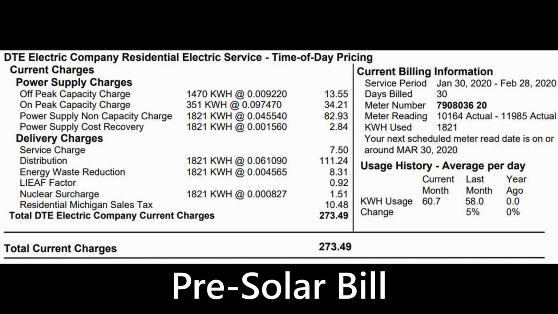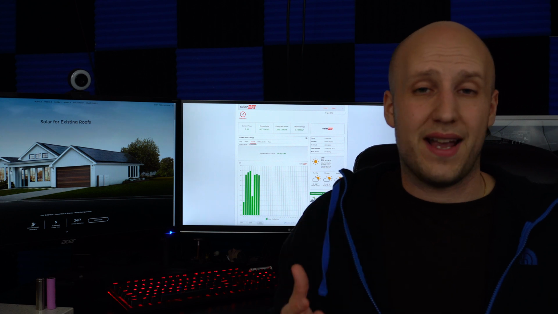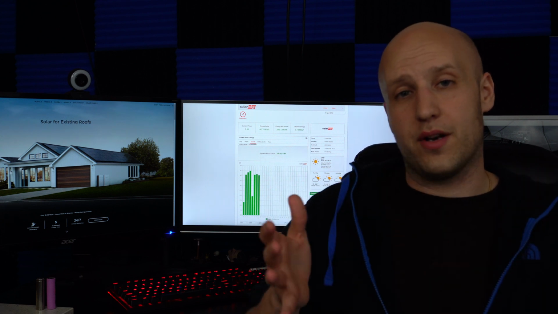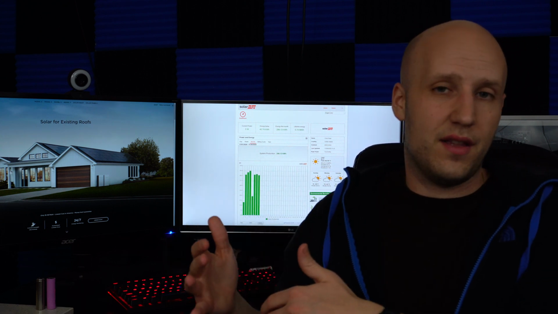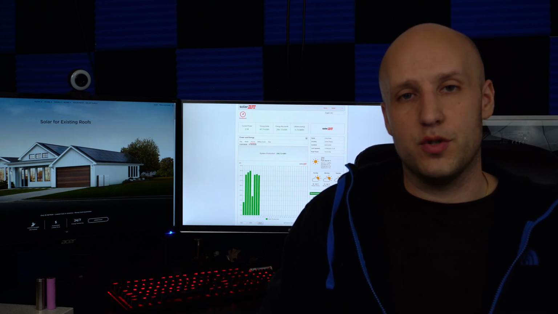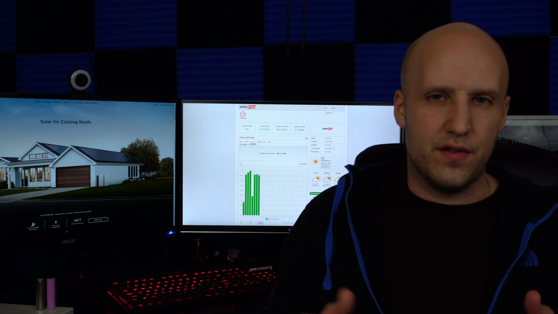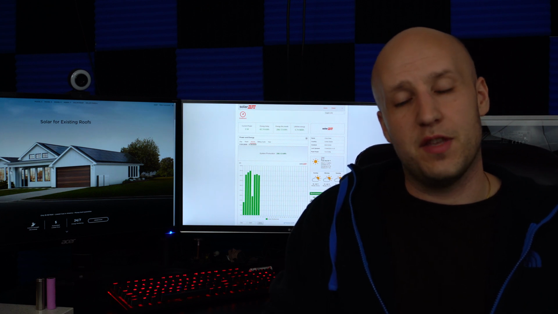Now, it didn't used to be this way in Michigan, and there are some people fighting to change it back. And I really hope they do, because then all my credits can be used on everything that I get from the energy company, and my bills would be zero, or they'd probably still be $7.50. I'd have to pay that connection fee, but they'd be a lot closer to zero.